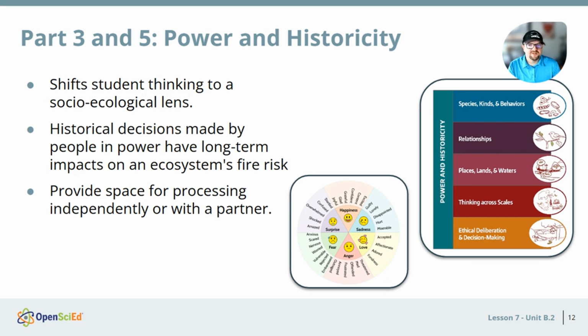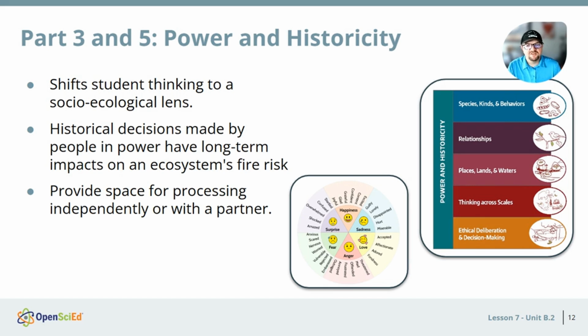In Part 3, students look at the power and historicity graphic framework on the screen to help guide their thinking. In the classroom, you'll see students leaning in and discussing how human choices from the past affect environments today, sometimes questioning how a legal policy can alter a physical forest. This moment is instructionally significant because it shifts student thinking into a social, ecological lens, explicitly bringing human systems into the science.